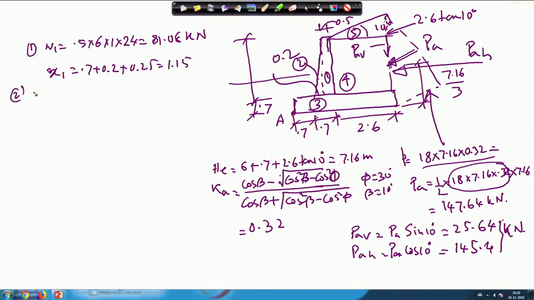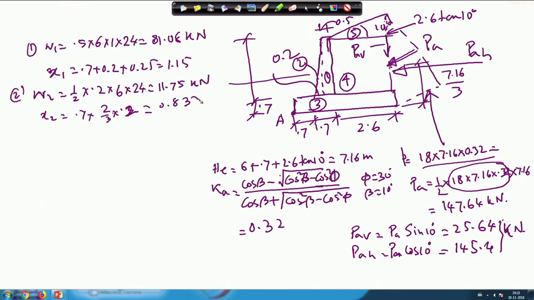Similarly for 2, W 2 will be half multiplied by 0.2 multiplied by 6 multiplied by 24, which gives approximately 11.75 kilonewton, and that distance x 2 will be 0.7 plus 2/3 of 0.2. So, that will be 0.833.